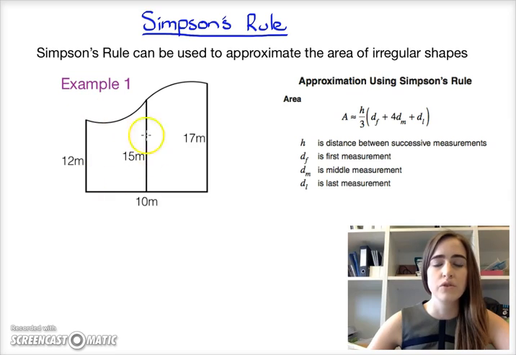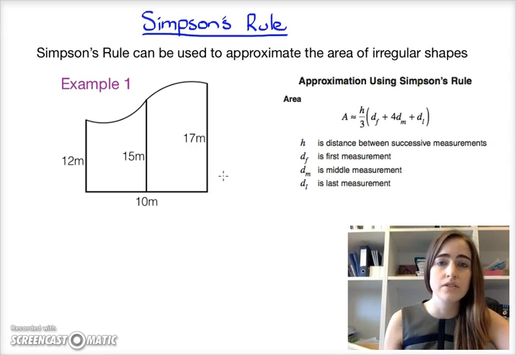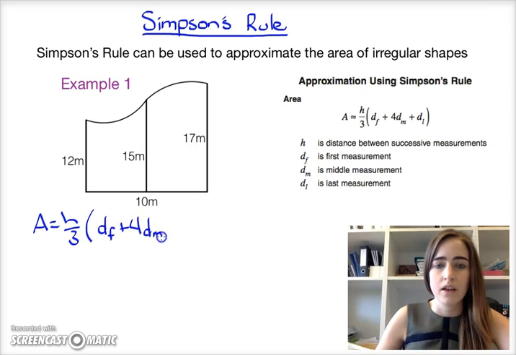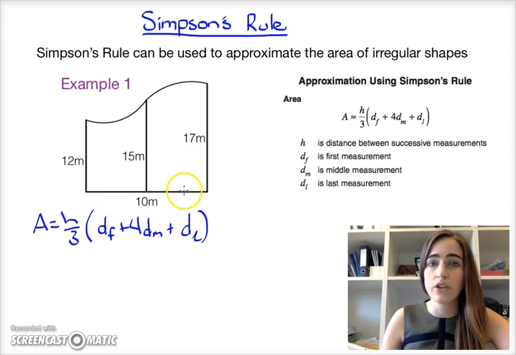We've got three measurements, 12 metres, 15 metres and 17 metres, and that 10 metres is the whole distance along the bottom. To solve it, the first thing you always want to do is write down your formula. So A is equal to h over 3 times (df plus 4dm plus dl). Our h is the distance between successive measurements, so it's not the whole distance along the bottom, it's just from one length to the other. If that whole thing's 10, then our h is going to be 5. So that bit there's 5 and this one's 5 as well.